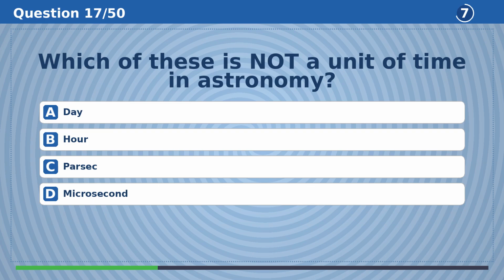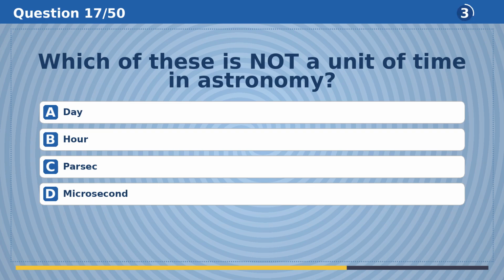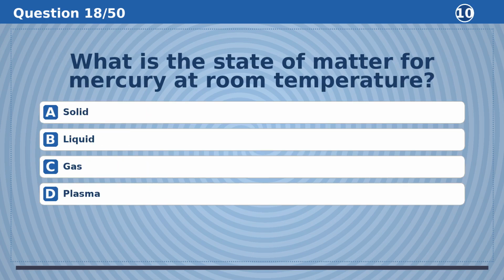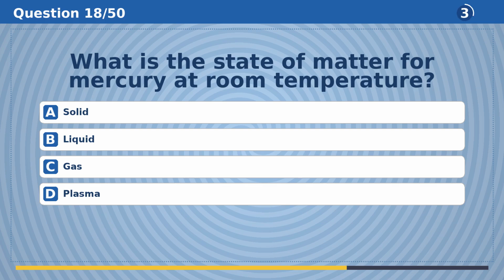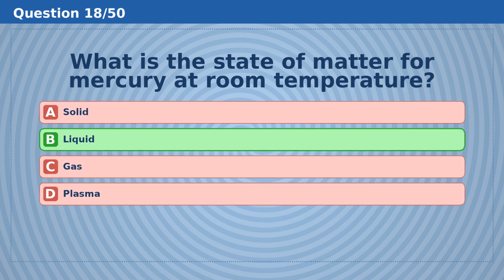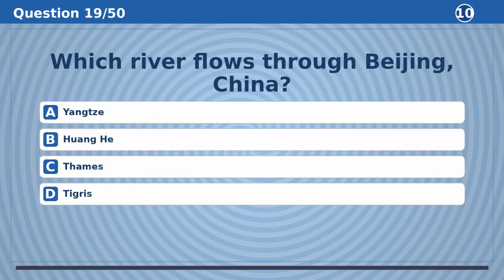Which of these is not a unit of time in astronomy? The answer is D, microsecond. What is the state of matter for Mercury at room temperature? The answer is B, liquid.